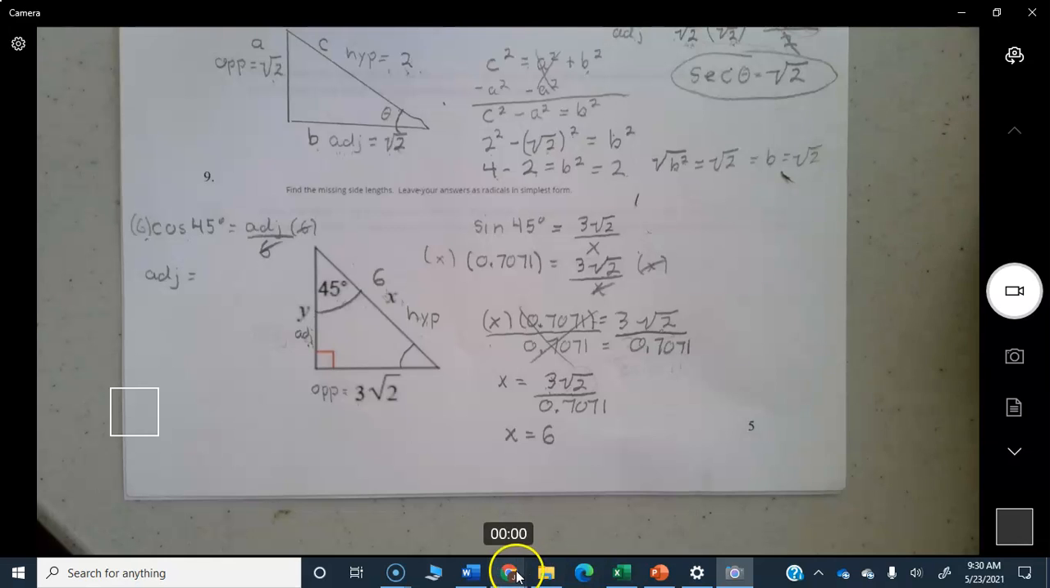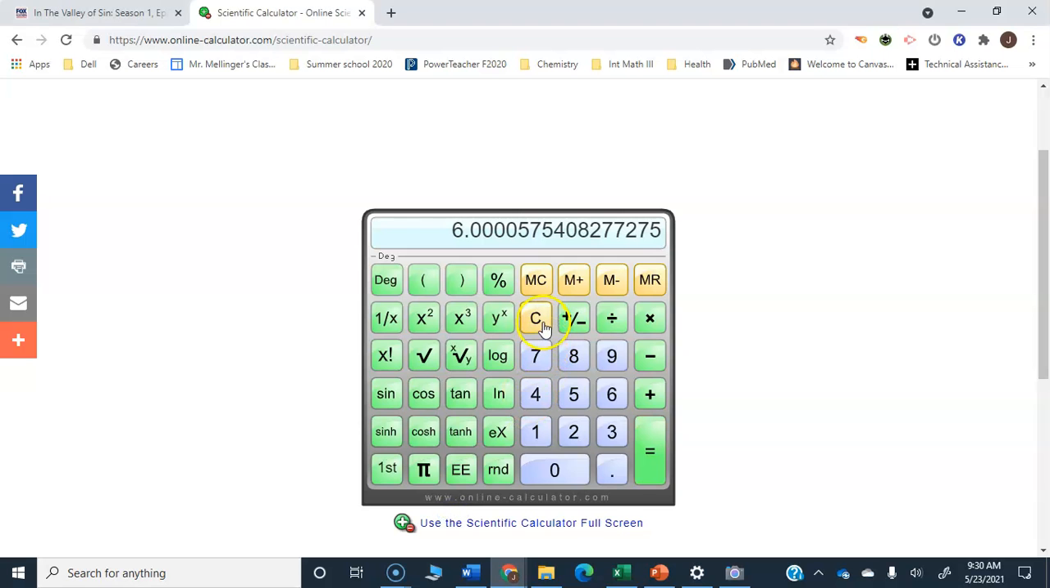So let's go to the calculator. Okay, so it's going to be 45, then you need the cosine, and then you're going to multiply that by 6. And we get 4.24. Okay, so this side is 4.24.